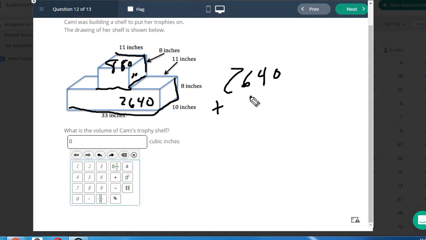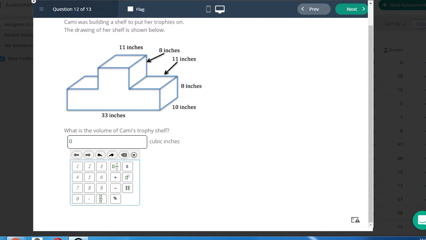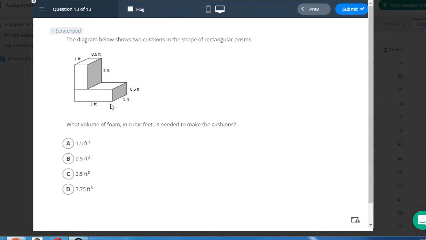So we have 2,640 plus 880. Okay, keep going. So the whole thing is going to be 3,520. Okay, 3,520. Okay, that's a 5. No, it doesn't look like it, but it is. Okay, moving along. Here we go.